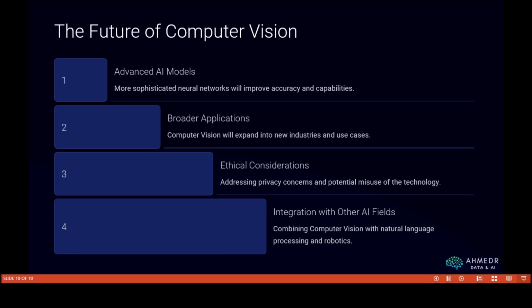Let's recap what we have learned so far in this lesson. We have covered the essentials of computer vision, from understanding how AI processes visual data to advanced tasks like object detection, facial recognition, and image generation. We also explored the exciting real-world applications across different industries like medicine, retail, security, and entertainment.